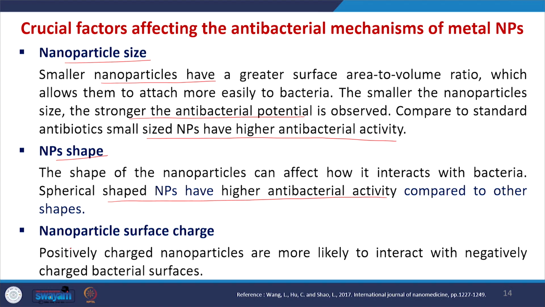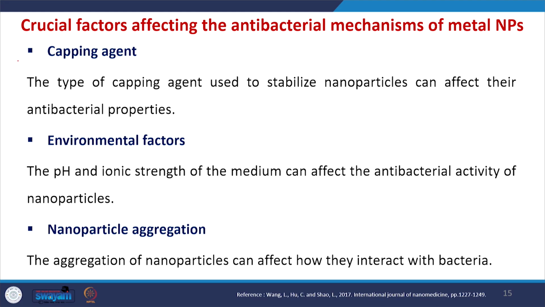The third one is nanoparticle surface charge. As I told earlier, positively charged nanoparticles are more likely to interact with the negatively charged bacterial surfaces. And the next one is the capping agent. That depends on the type of capping agent used to stabilize the nanoparticles, so that will also affect the antibacterial properties. For example, if you are using PEI, it will give a positive charge to the nanoparticle, so it can easily attach to the bacteria.